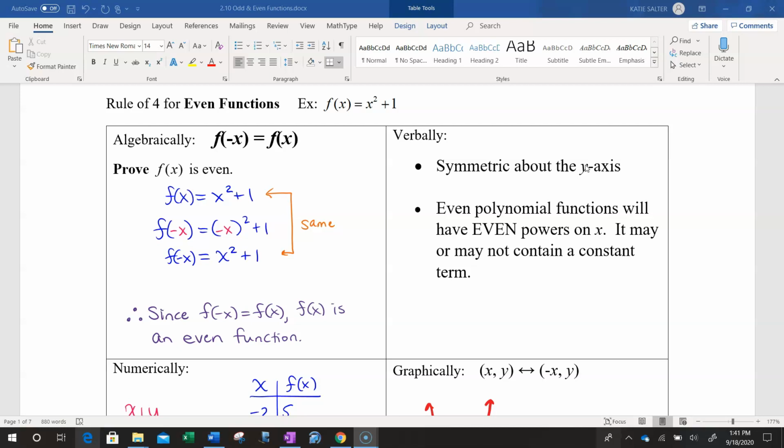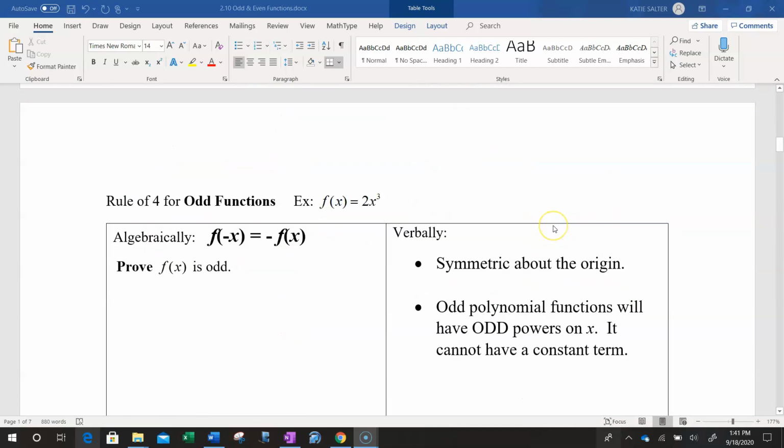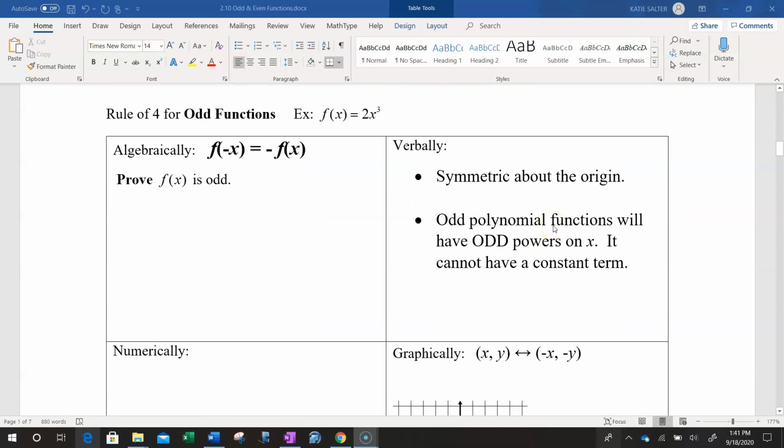But please understand, they don't have to be polynomials. Like, the absolute value of x is an even function. It is symmetric about the y-axis. All right, so now let's do it for an odd function. We're going to do the same thing. We're going to use the rule of 4.